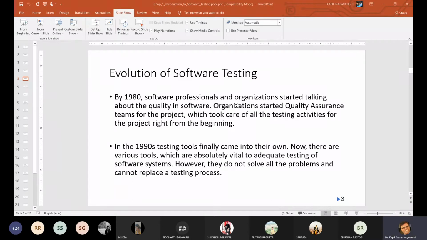During the 1990s, I'm just recapping all these things. Up to 1956, just write it down. Today my pen is not working. Up to 1956, it was debugging oriented. And during 1956 to 1978, it is demonstration oriented, meaning that the goal of testing was to make sure that the software satisfies the specification. We demonstrate that only. Fine.